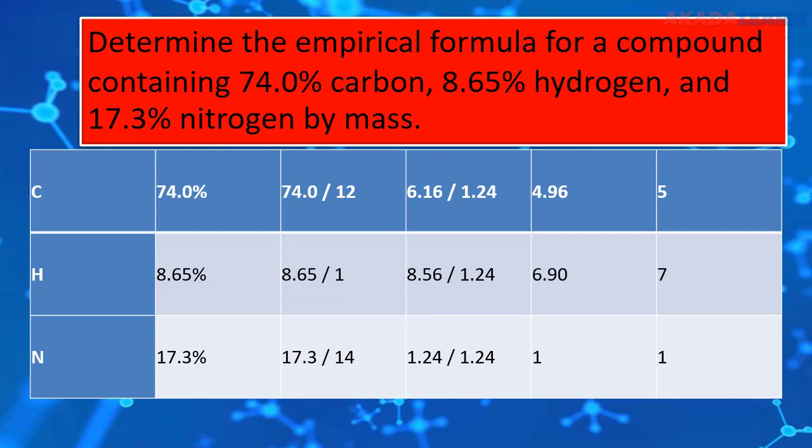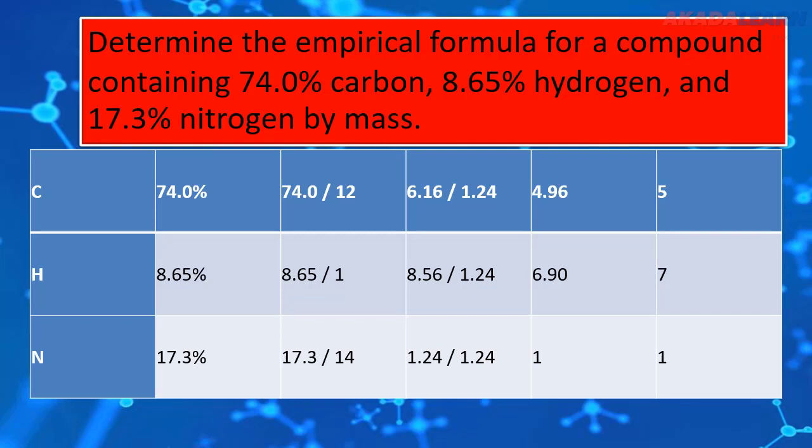To the next column. The answers for each. For carbon, we have 6.16. For hydrogen, 8.56. For nitrogen, 1.24. If you check through these answers, you will see that 1.24 is the smaller number. So we use it to divide through all of them. That is what gives us the answers in the next column.